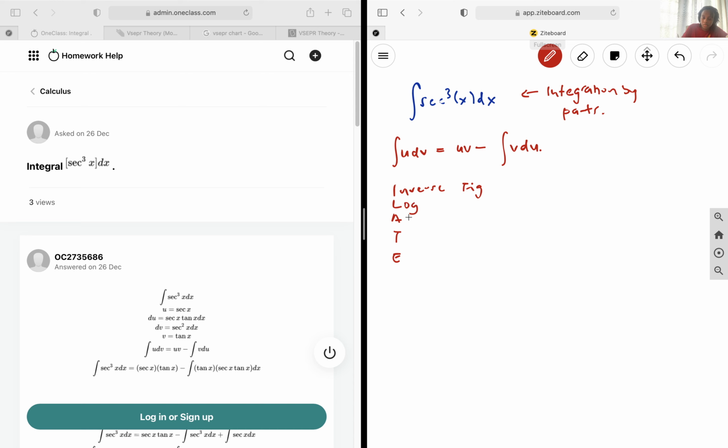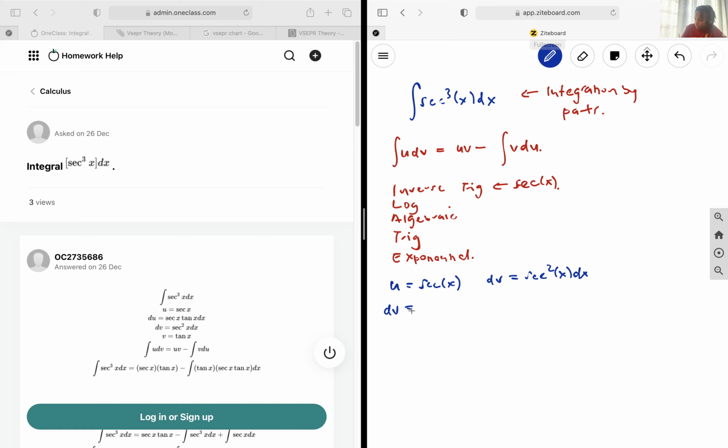Inverse trig, logarithmic, algebraic, trig functions, and exponential functions. And so we see that we have the trig function of secant x. And so we are going to state that u is equal to secant x, and dv is going to be equal to secant squared x dx.